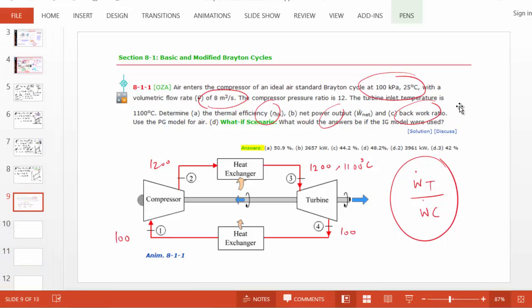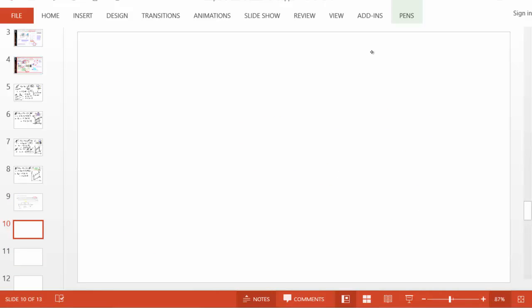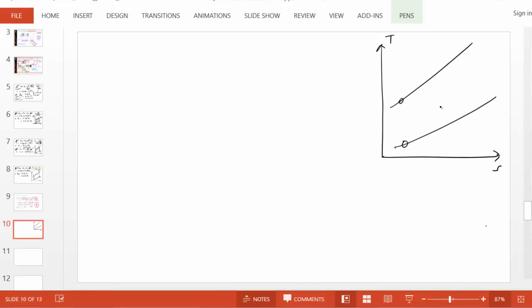Okay, so let's get started. The first step, as usual, will be to draw a TS diagram of the ideal Brayton cycle, which we have done a number of times already. Okay, so let's start with the compressor analysis. For that, we need to know states 1, 2, 3, 4. States 1 and 2.